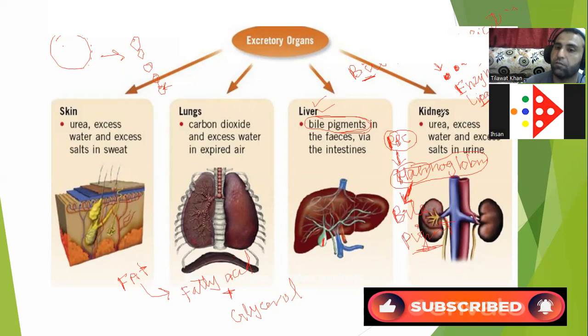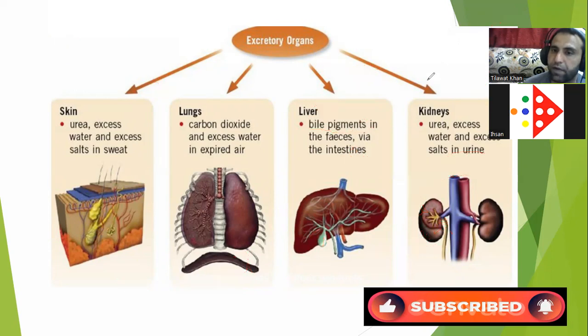All right. Now in the liver there is also a process called deamination. I will tell you now what deamination is. Because of that, the liver is also an excretory organ. Deamination is the process through which urea is formed from extra amino acid. You got it?